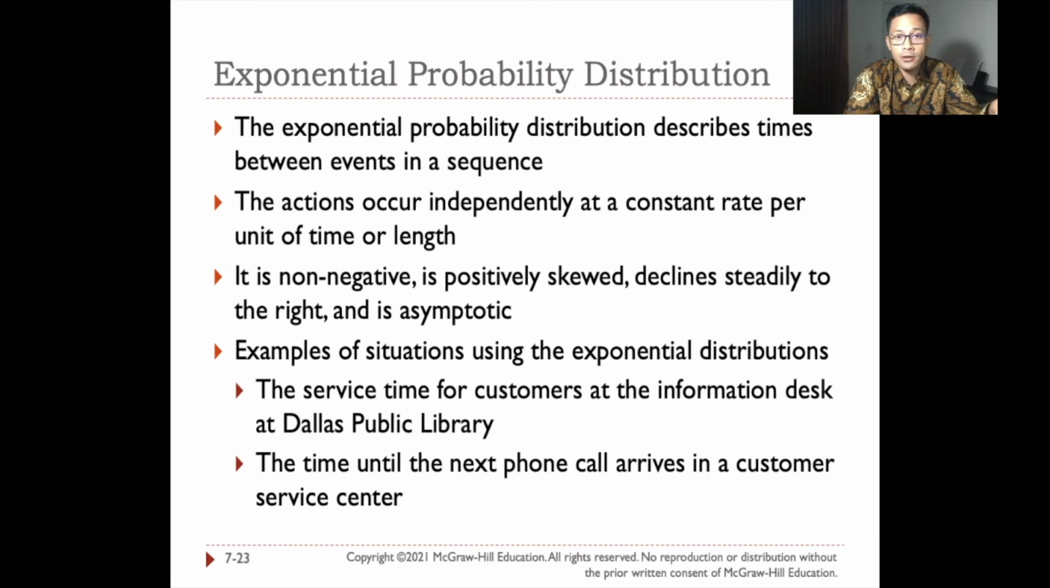So the last continuous probability distribution that we're going to discuss today is the exponential probability distribution. The exponential probability distribution describes times between events in a sequence. The actions occur independently at a constant rate per unit of time or length. It is non-negative, positively skewed, declines steadily to the right, and is asymptotic. Examples of situations using the exponential distribution include the service time for customers at the information desk at Dallas Public Library, and the time until the next phone call arrives in a customer service center.